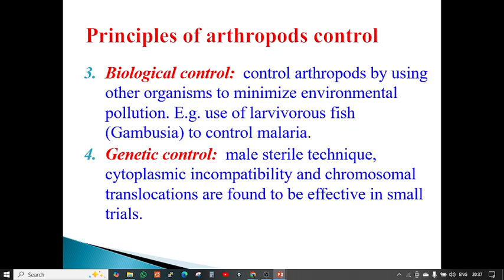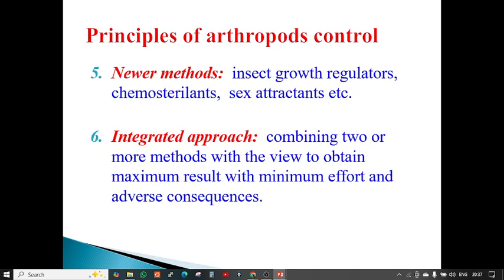And next is newer methods, that is insect growth regulators, chemosterilization, sex attraction, etc. These are the different methods you have to control. Insect growth regulation means you have to keep some things so that the mosquitoes or these arthropods should not grow from the larva stage to the adult stage. So those are called newer methods.